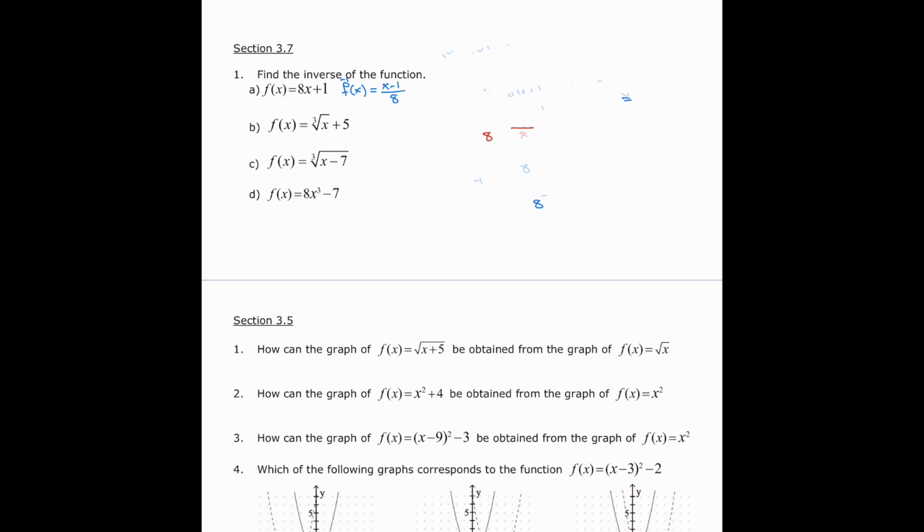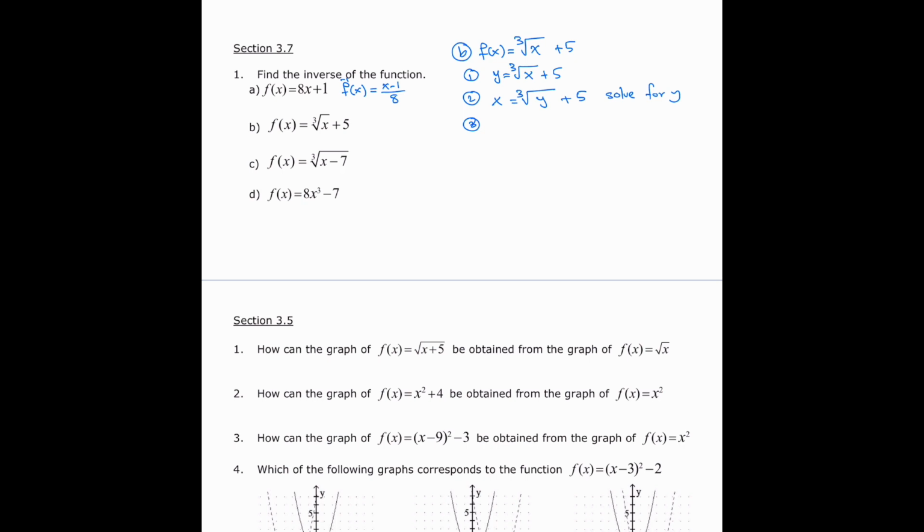I will erase this and I will do B in the same space. B. F of x is equal to the cube root of x plus 5. The first step again is to write it as y equals the cube root of x plus 5. The next step is to interchange x and y. X equals the cube root of y plus 5. Now step number 3 is to solve for y.